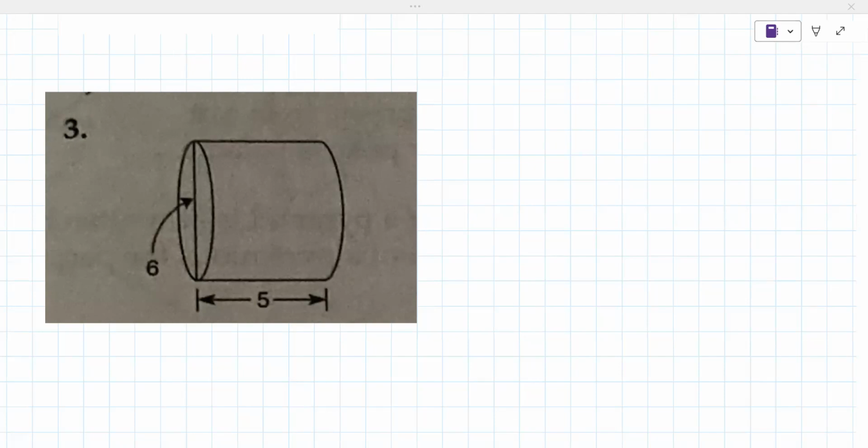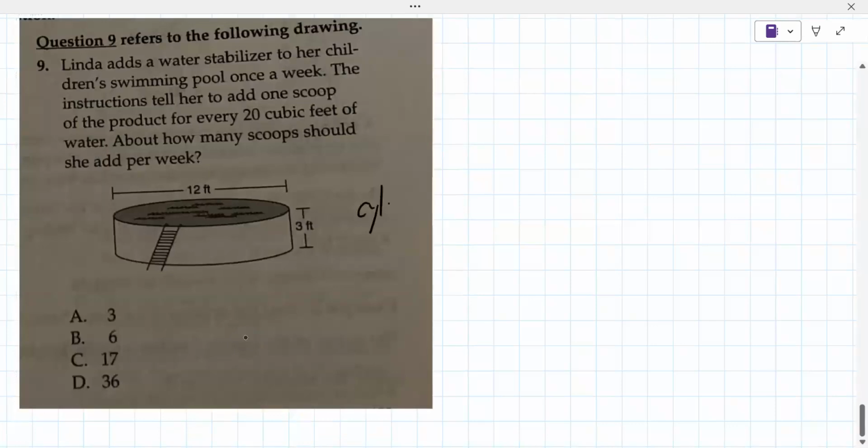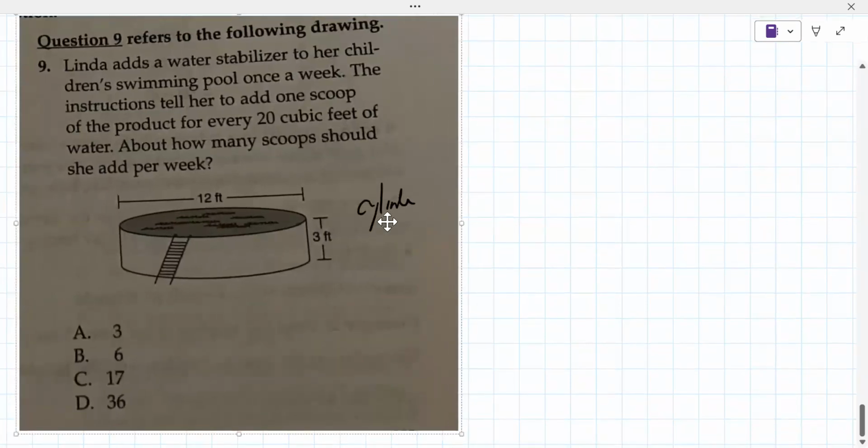All right, really good. So that takes care of those worksheet problems. And then the next question, 9, is another kind of story problem. So we can look at something with a pool. When you see a problem like this, you're supposed to immediately recognize that this is a cylinder. It says Linda adds a water stabilizer to her children's swimming pool once a week. The instructions tell her to add 1 scoop of the product for every 20 cubic feet of water. About how many scoops should she add per week? Okay. So the first thing I need you to do here is determine the volume of the pool. That's always a good step.